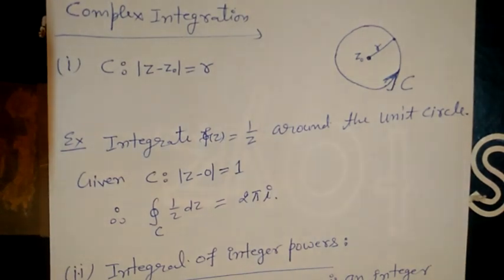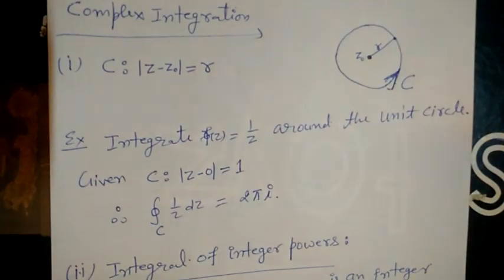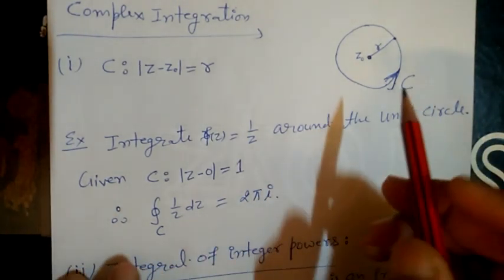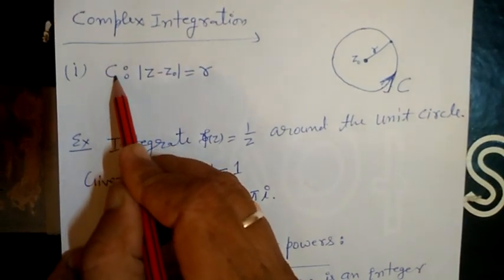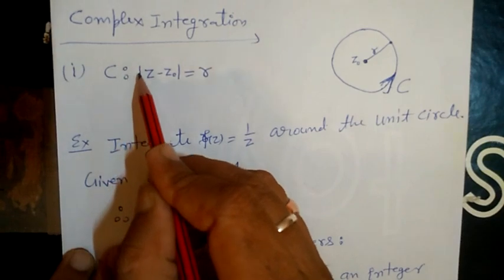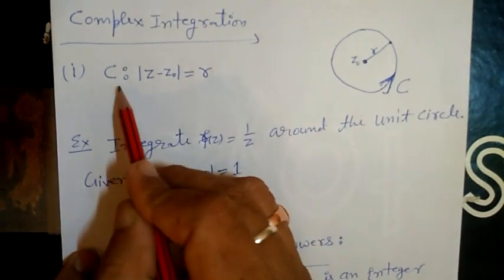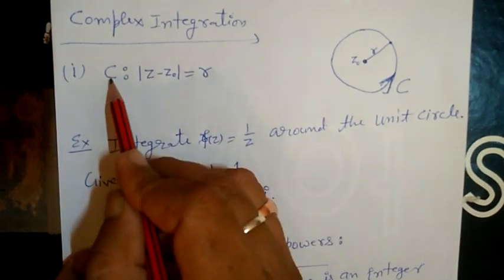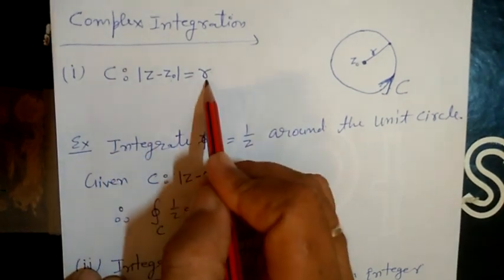Hello everyone, today I am going to present the third lecture based on complex integration. First of all, I will tell you how to represent a closed circle or closed contour. A closed contour or closed circle is denoted by capital C, such that mod of z minus z0 is equal to small r. That is, the center of this circle is z0 and the radius of this circle is r.